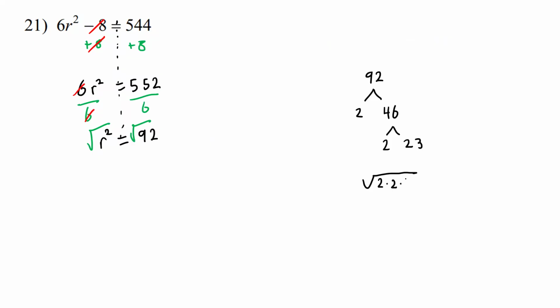Put those back in the radical. 2 times 2 times 23. I have a pair of twos. For every pair, one goes on the outside. So it is 2 root 23.